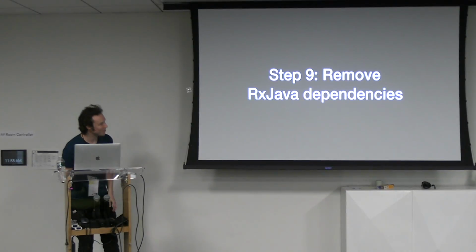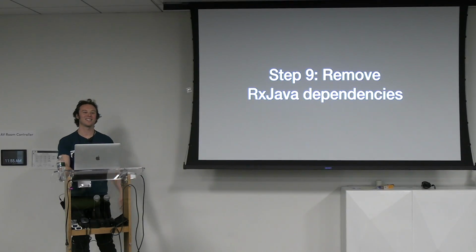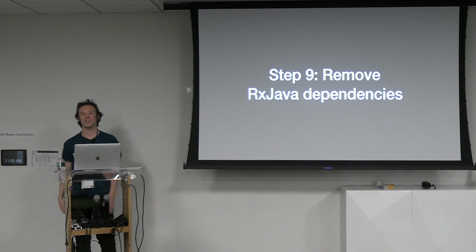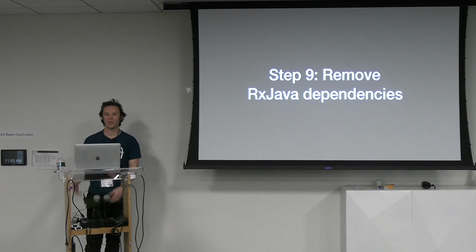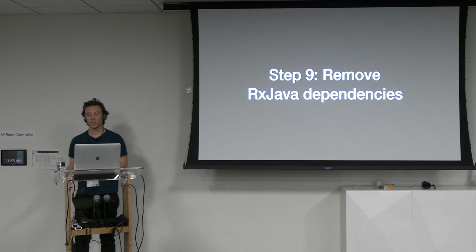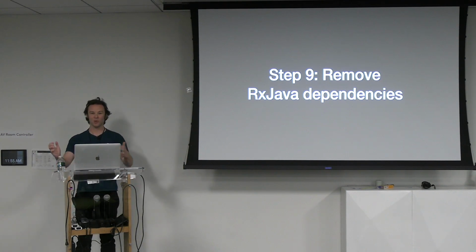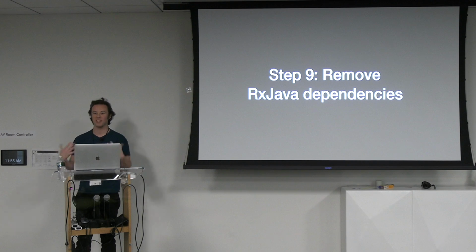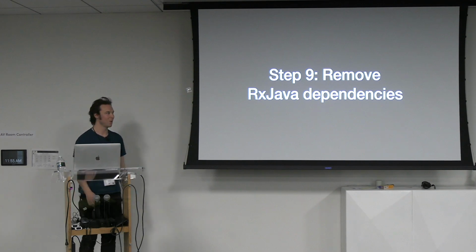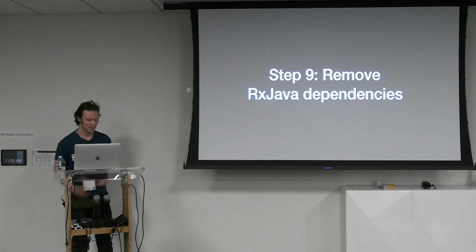Step 9 is to remove RxJava dependencies. So we've officially removed RxJava from our app. We still have that reactive flow. We haven't switched from a push-based context to a pull-based context. We're still observing the database and getting all the stuff we need out of it, but we've just gotten rid of a ton of code.